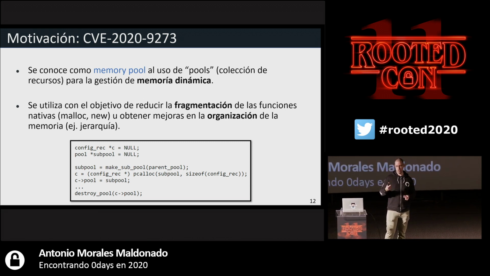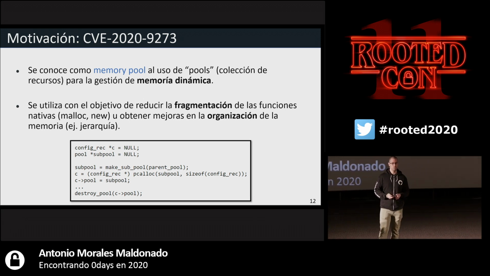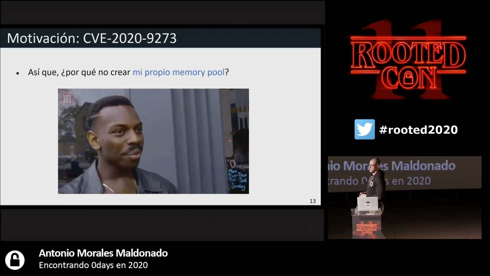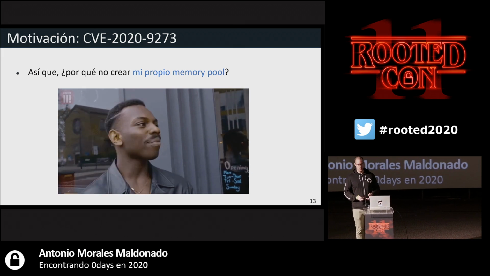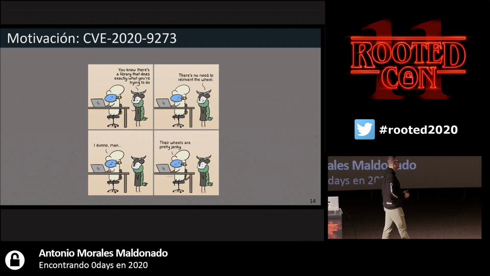With dynamic memory, if we reserve memory manually, we have to release it afterwards. A memory pool has the advantage of releasing the whole pool: all the resources associated with the memory pool are released immediately. So there is another question here, which is why not create your own memory pools. And that's something I got here.